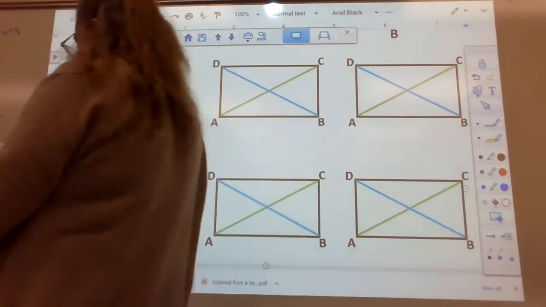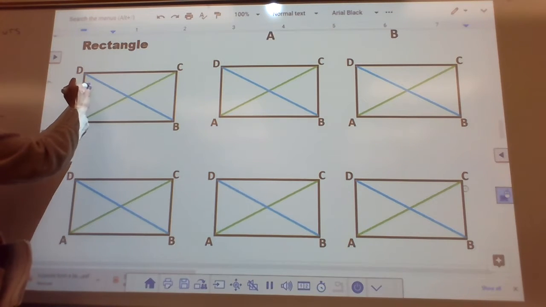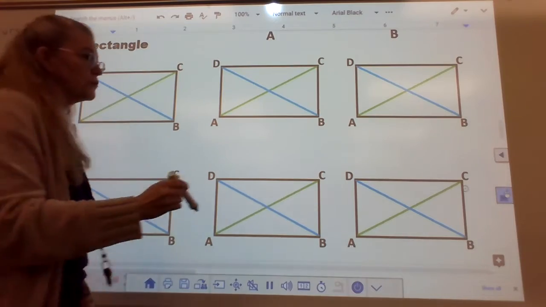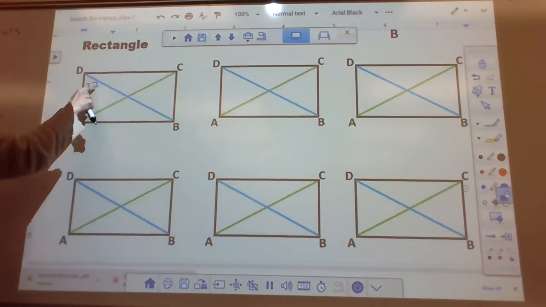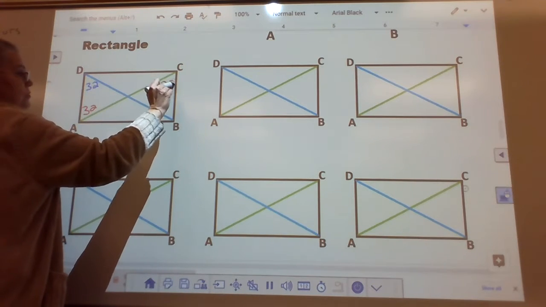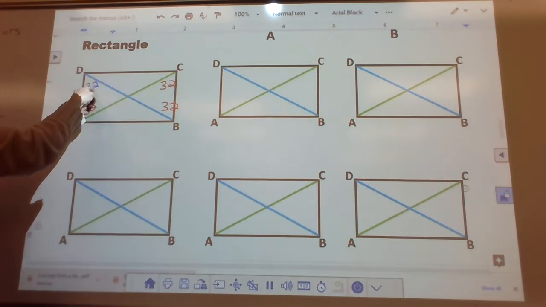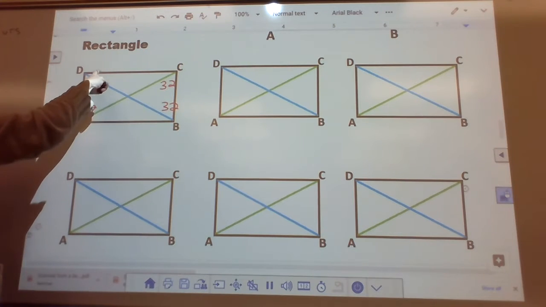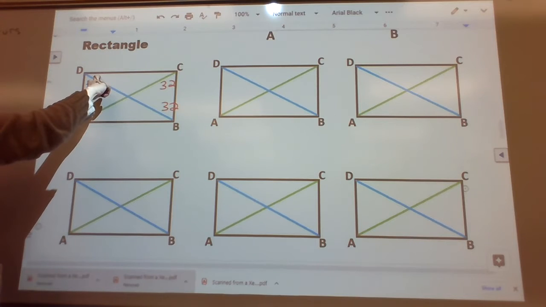So in these examples, the number that I'm going to give you, I'm going to put in blue. So I've got to give you one of the numbers. Then I can find everything else. So this is 32. This is 32. This is 32. This is 32. So all 4 of those angles are going to be 32. Now again, be careful. It's not the same as a rhombus. A rhombus, both of these are 32, but not with a rectangle.